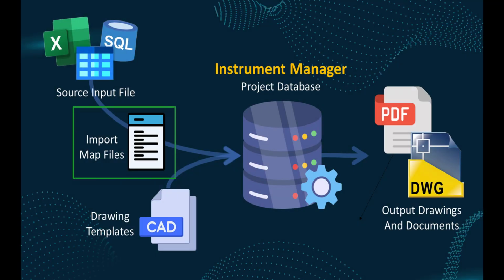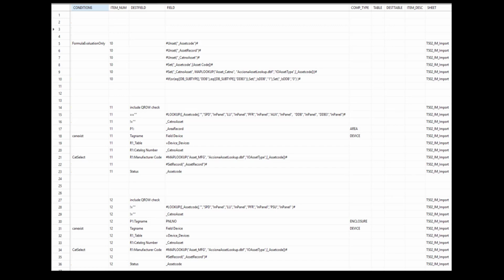Input 2 is the import map files. Import map files define how information flows from your source files into the IM project database. They map fields and columns while also applying the rules needed to read, write, and adjust the data during transfer. These instructions are stored in DBF files, providing a reliable and structured way to manage data integration. The inbuilt functions and formulas can handle both large and small datasets, automatically generating entities based on predefined rules, so you get consistent results without needing to set up every detail yourself.